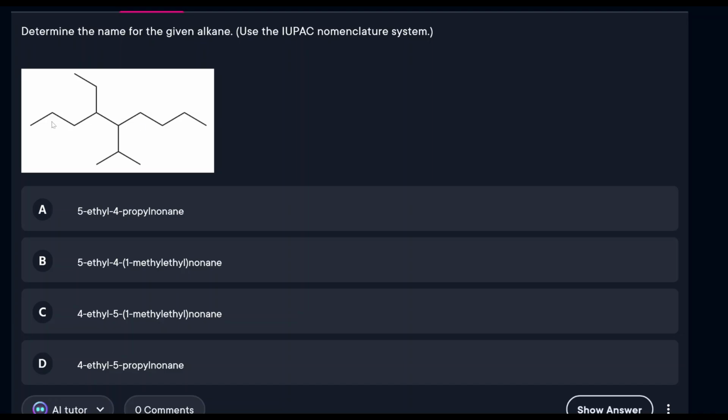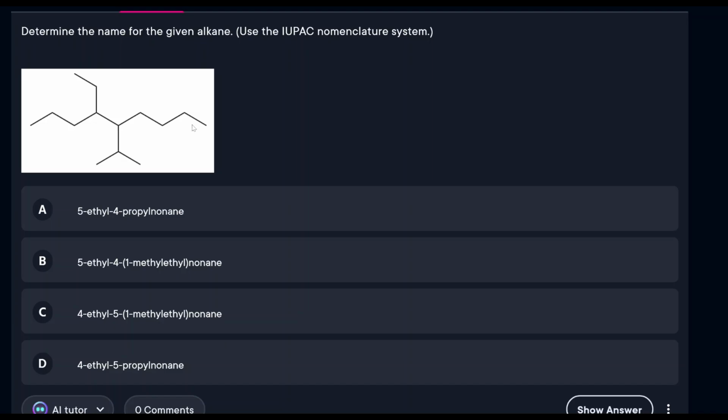Then if we're going from left to right, it would be number 4 for the ethyl, and going from the other way, it'll be second, third, fourth, fifth, sixth for the ethyl. In this case, ethyl will take preference over the isopropyl. So we'll have 4 ethyl, 5 isopropyl.